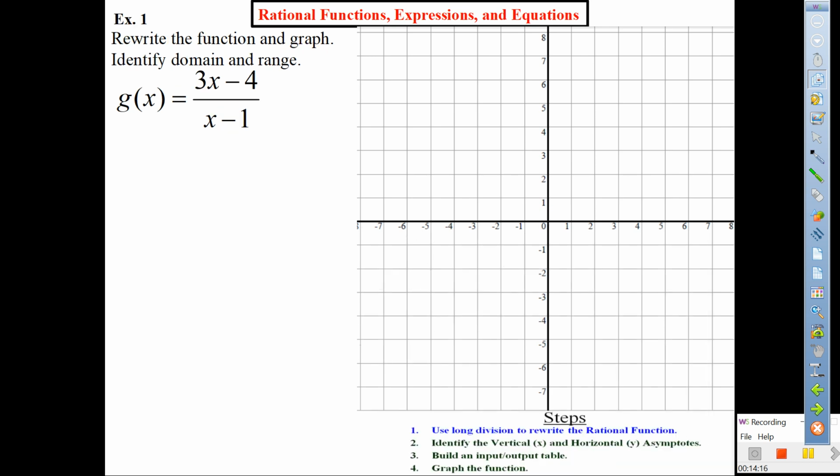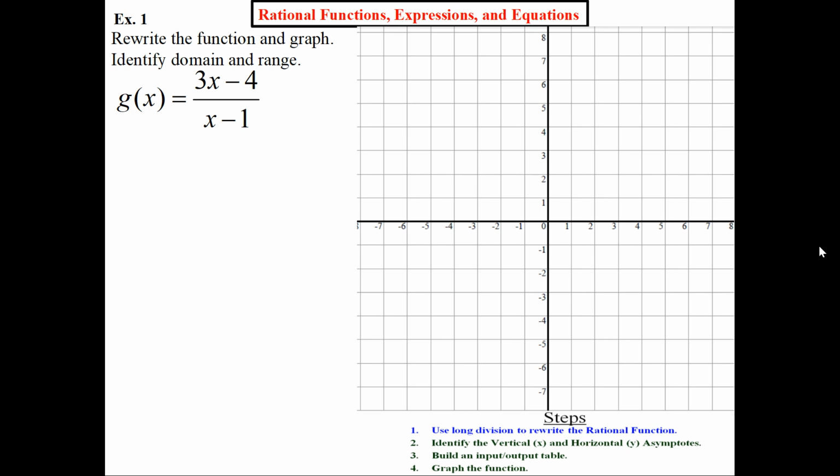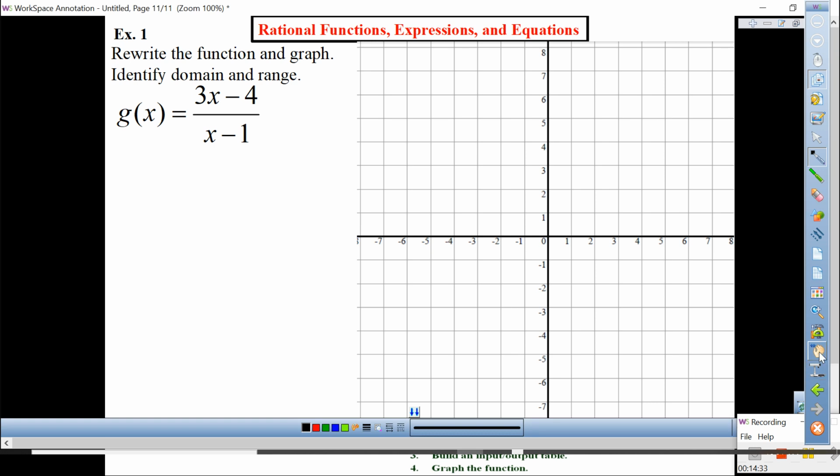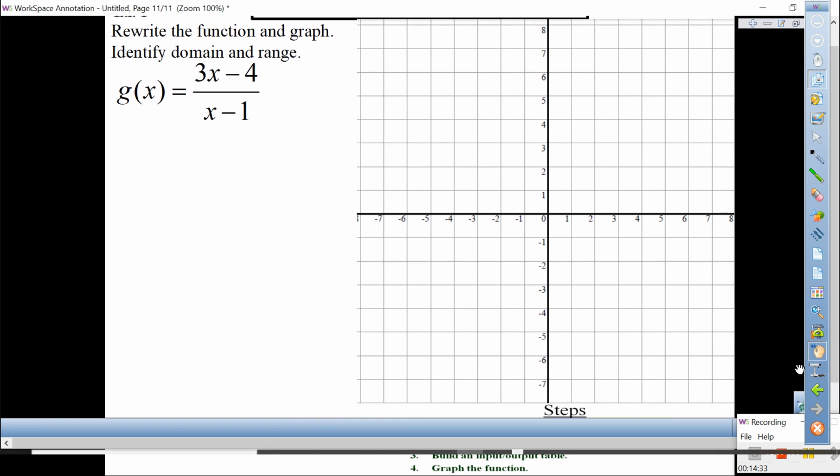Okay, copy this. Example 1. And it reads, rewrite the function and graph, identify the domain and range, 3x minus 4 over x minus 1. Rewrite the function and graph, identify the domain and range. G of x equals 3x minus 4 over x minus 1.